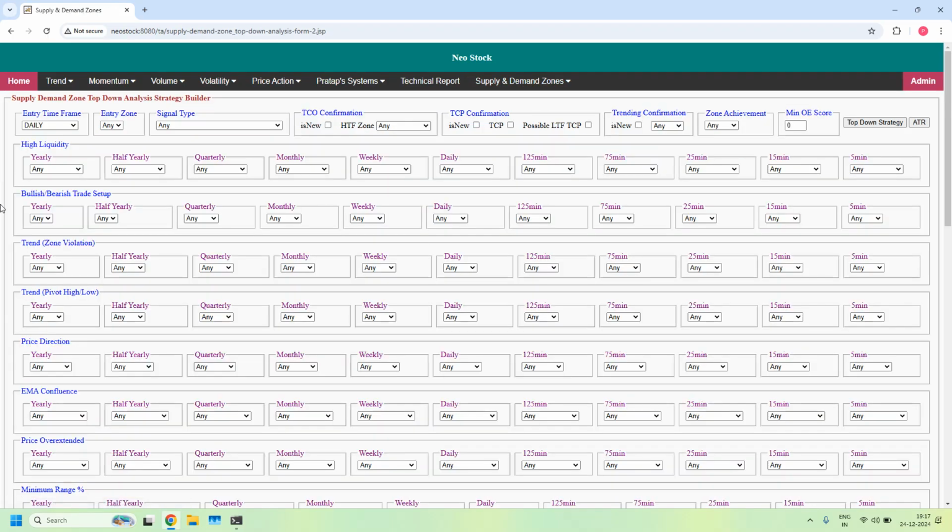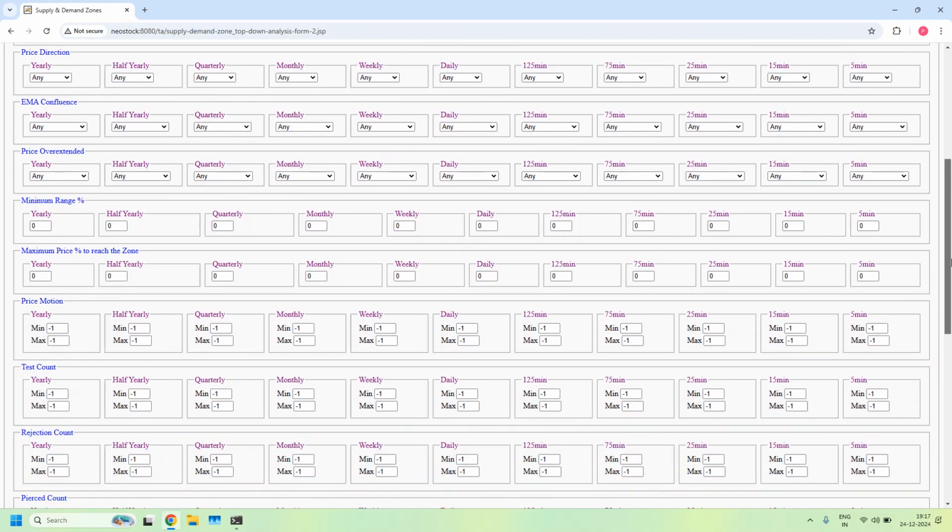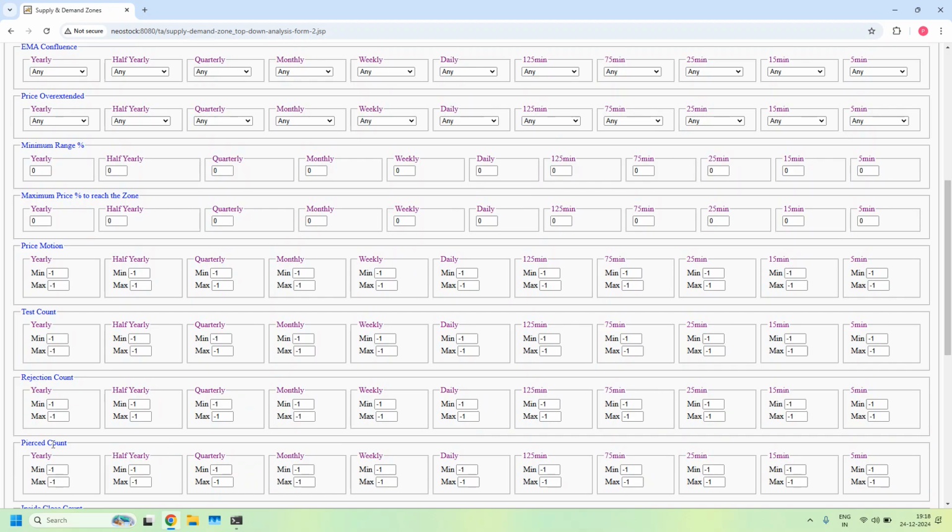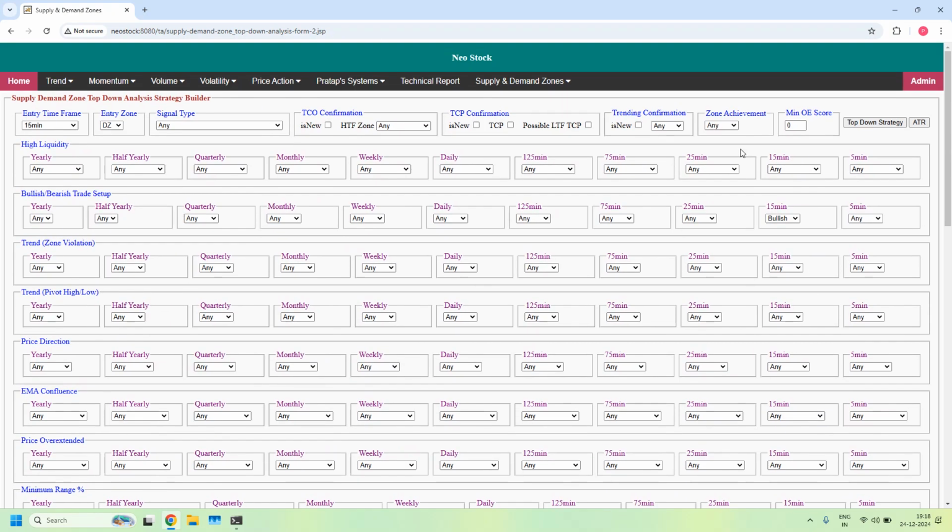Next is about daily income trade, bullish trade setup, entry time frame 15 minutes, entry zone, demand zone, bullish or bearish trade setup at 15 minutes time frame. I am selecting bullish. These 15 minutes demand zone should not be pierced. So in the pierced count parameter at 15 minutes time frame, I am setting minimum value 0, maximum value 0. Zone achievement violated opposing zone, minimum odd enhancer score 12. All three filters are applied to 15 minutes demand zone.